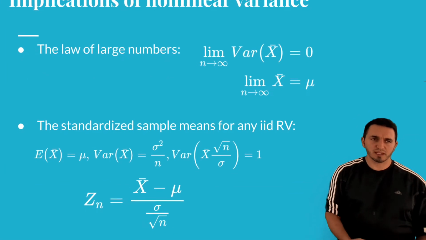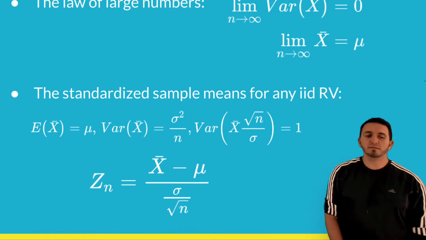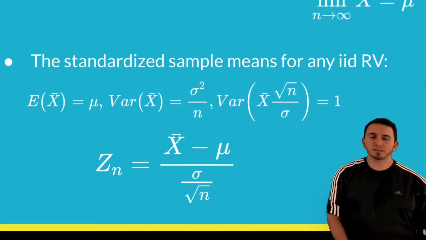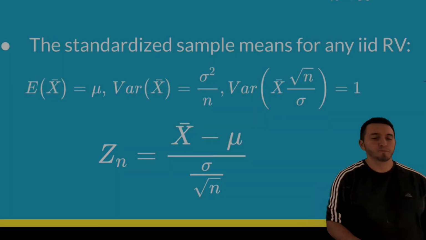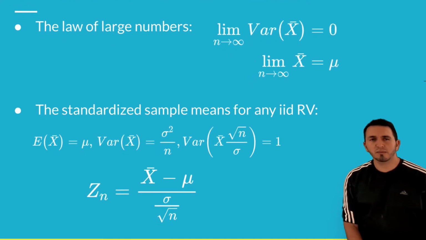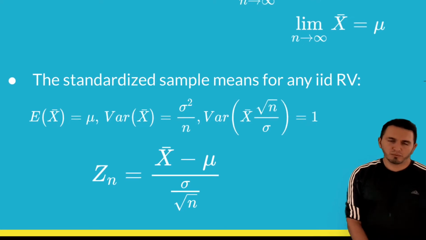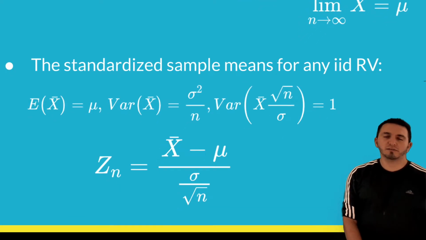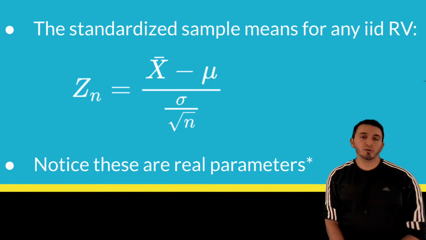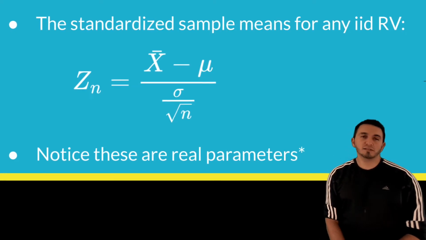Of course, the expectation of x bar is mu, and the variance of x bar is sigma squared over n. So of course the variance of x bar times root n over sigma is 1, which is important because this tells us how we can do something called standardize a random variable. We're now going to write that as a new random variable called z sub n, and z sub n is just going to be represented as x bar minus mu over sigma divided by root n. Of course, we should notice here that these are real parameters because the values for sigma and mu are the actual values for the random variable. So now we've turned our random variable for the sample mean into a random variable that has mean 0 and variance 1.